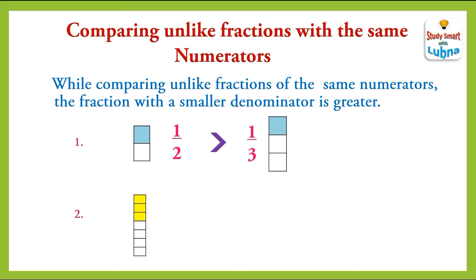Another example. 3 upon 7, first fraction, and the second fraction is 3 upon 5. The numerators are same. So we'll look at the denominator's value. 7 is the bigger denominator and 5 is the smaller denominator. So when the fractions are unlike and their numerators are same, the fraction with a smaller denominator is greater. So right now this denominator is greater. So we can say fraction 3 upon 7 is less than fraction 3 upon 5.